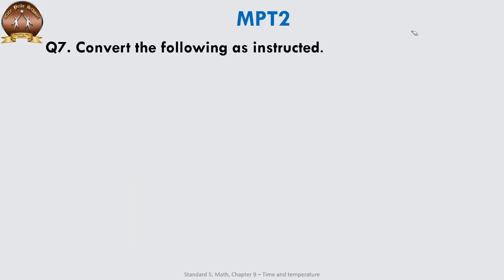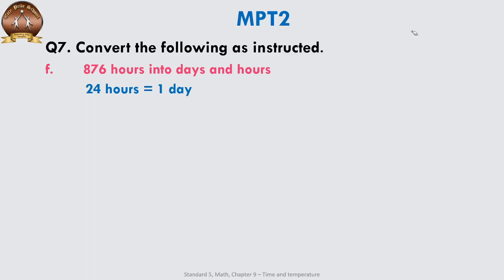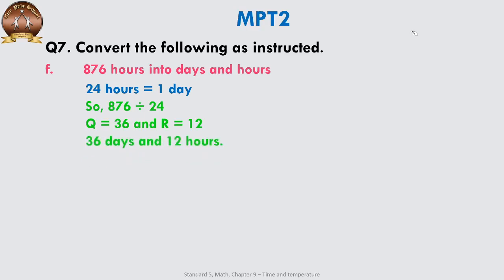Convert the following as instructed. 876 hours into days and hours. Whenever you have to convert hours into days, what do you do? You divide. 24 hours make 1 day. So you divide 876 by 24. The answer that you get after division is 36 as the quotient and 12 as the remainder. The quotient goes into days because we have converted them, and 12 remainder becomes the hours. So 36 days and 12 hours is the answer.